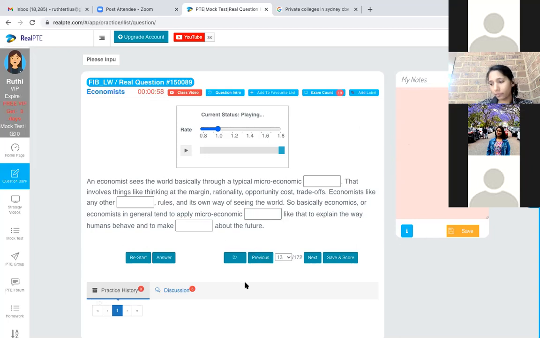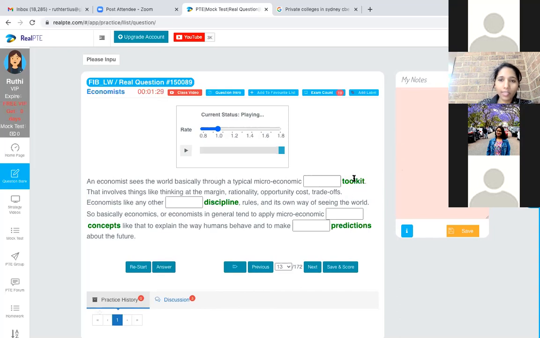Good job, Balar. Make up your mind, Nivedita. Is that prediction or predictions? It is predictions. Yes. Sajan? Okay, I think toolkit. Yeah. Toolkit is one word. If you had written tool space kit, then that would be wrong. Or tool hyphen kit, that would be wrong. So toolkit is one word. Second one is discipline. Third one is concepts with an S. And the last one is predictions with an S.